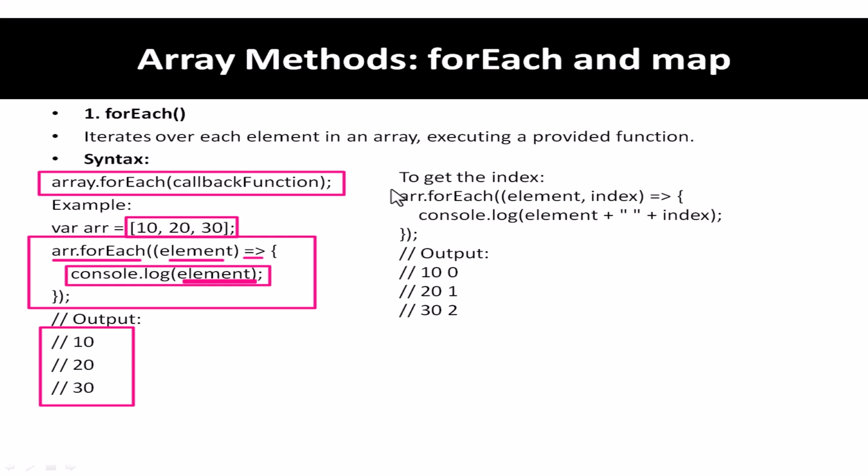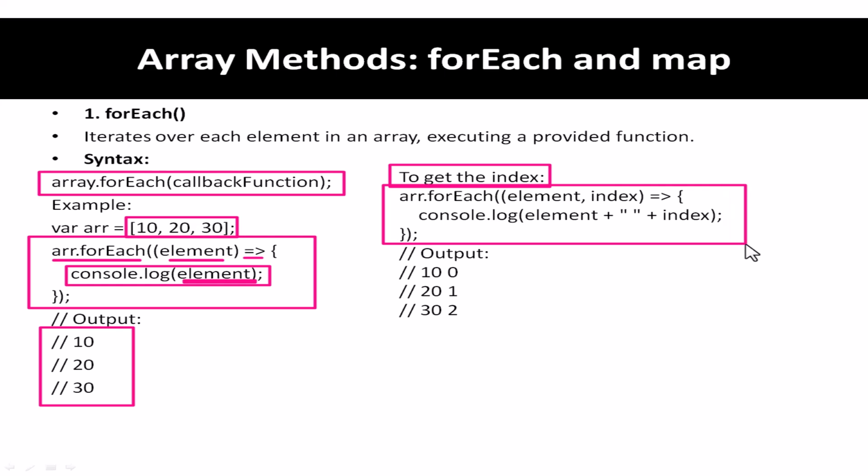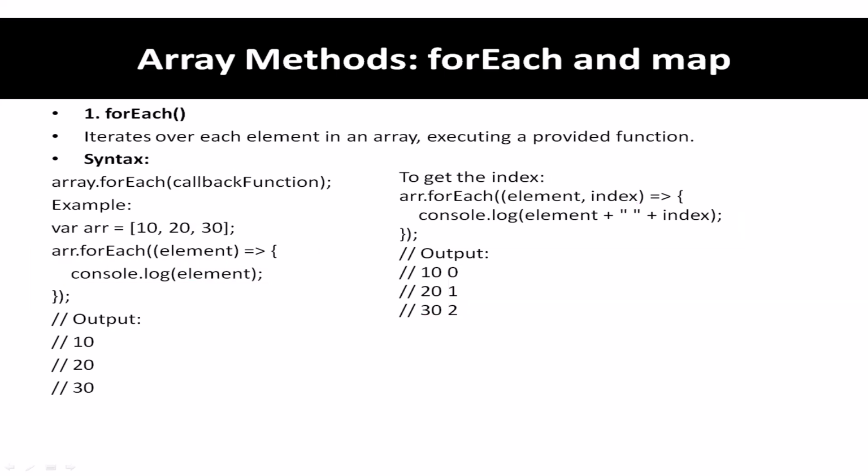Now, how to get the index of an element? For that we use this example, array.forEach with element comma index. Element specifies the element of the array, followed by index. Index loops through and stores 0, 1, 2 and so on. It means 10 is stored at location 0, 20 at location 1, and 30 at location 2, and so on. Like that we can identify forEach in a particular array.